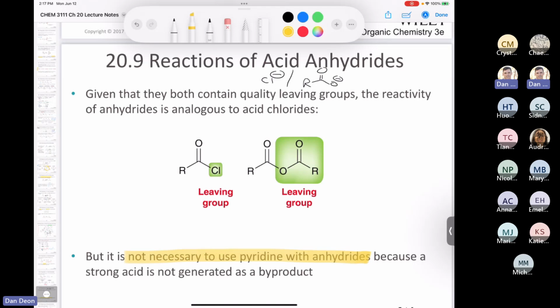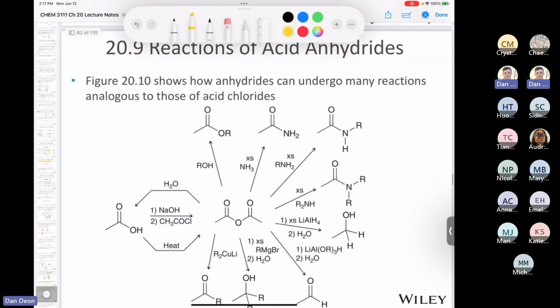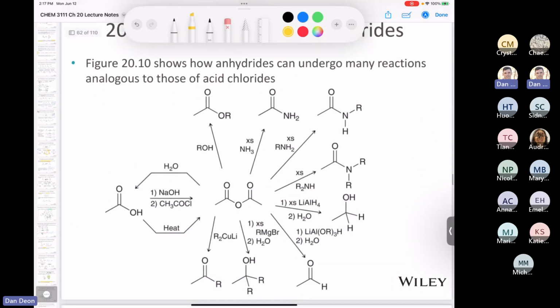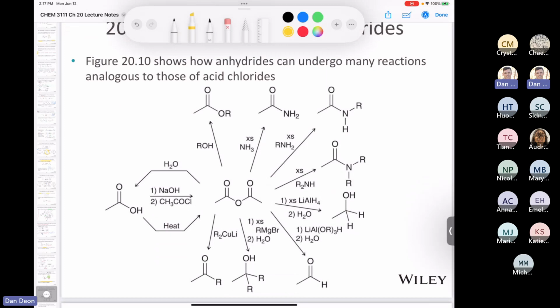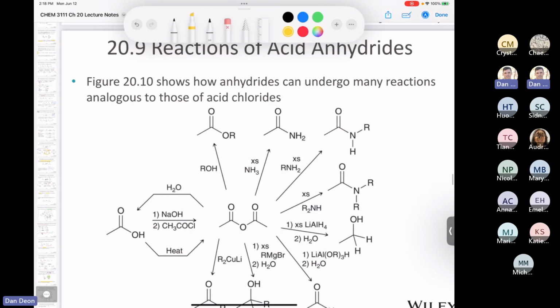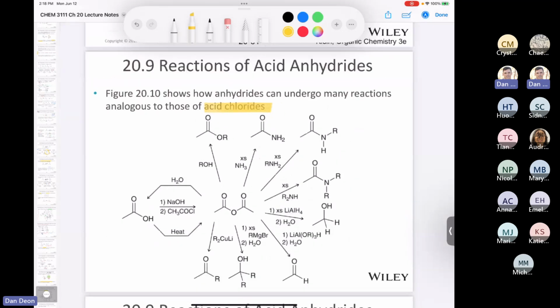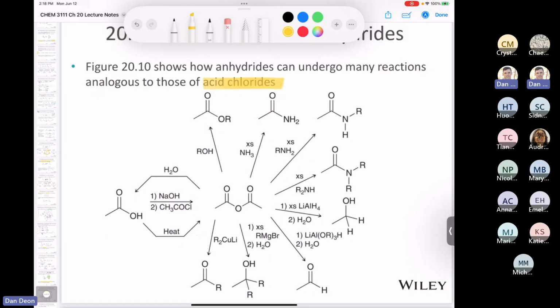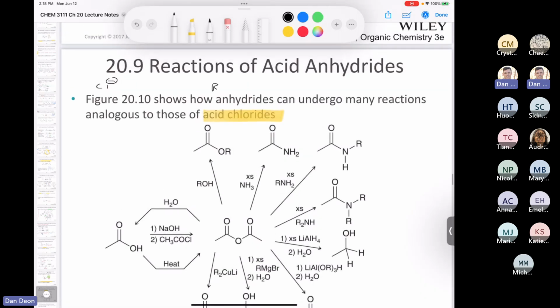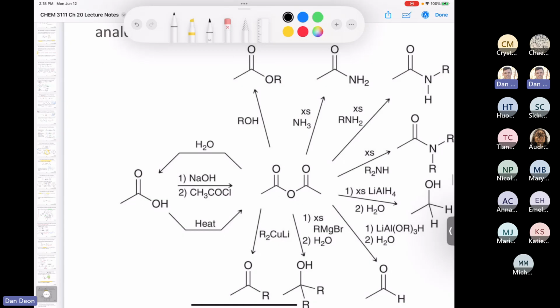But let's move on and take a look at all the reactions that can occur for acid anhydrides. If you're sitting there at home watching this video, or in class with me right now, and you're thinking, well, that was pretty fast, you're right, it was very fast. A lot of the chemistry that we saw with acid chlorides, all that stuff that we learned in section 20.8, most of it applies here. Because an acid chloride contains a quality leaving group, and so does an anhydride. So let's take a look at all of these reactions.